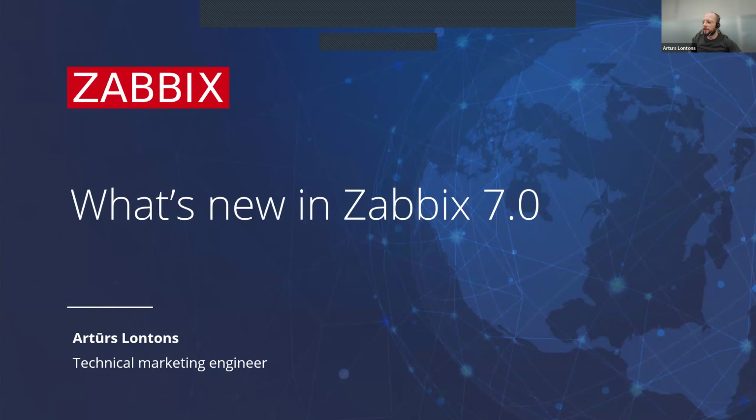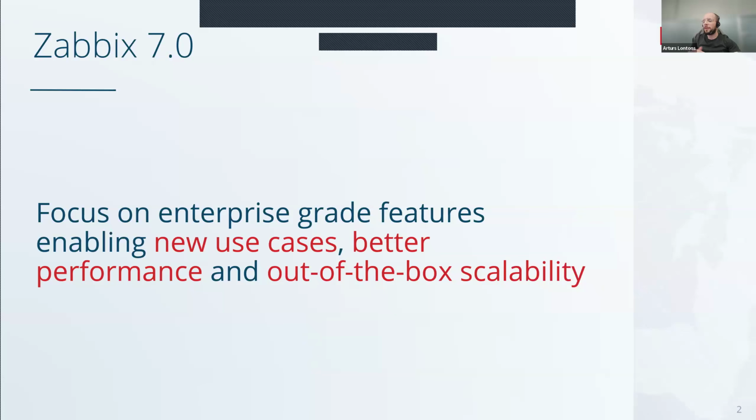So let's start. So first off, before we cover any individual features, I'd like to talk about what Zabbix 7.0 focuses on. And the focus with 7.0 is enterprise-grade features that will help you enable new use cases right out of the box. So enterprise users have various different requirements, from security to ways they monitor things to scalability, performance, and so on. And we've tried introducing features that allow you to do a lot more right out of the box.